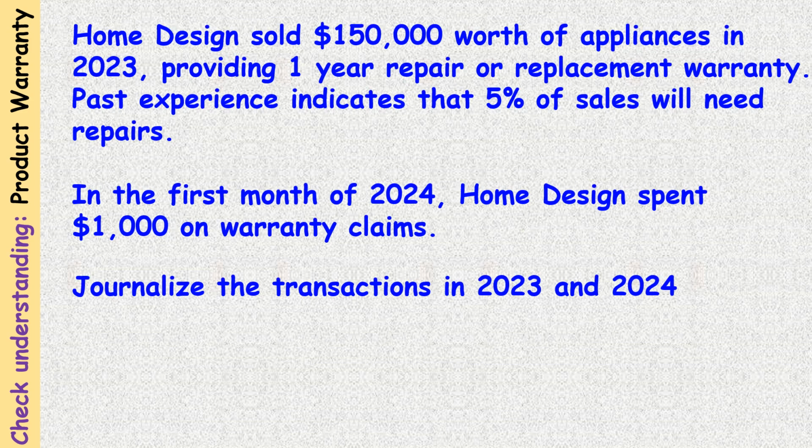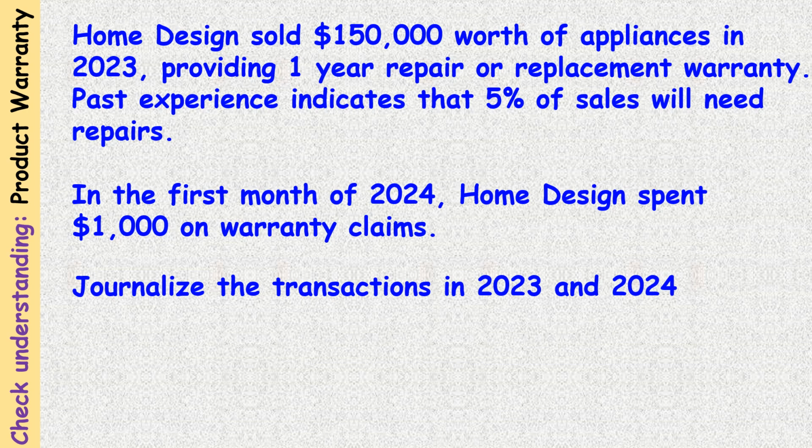Now let's look at one more example to help us understand this fully. Home Design sold $150,000 worth of appliances in 2023, providing 1 year repair or replacement warranty. Past experience indicates that 5% of the sales will need repairs. In the first month of 2024, Home Design spent $1,000 on warranty claims. What is the journal transaction in 2023 and 2024?